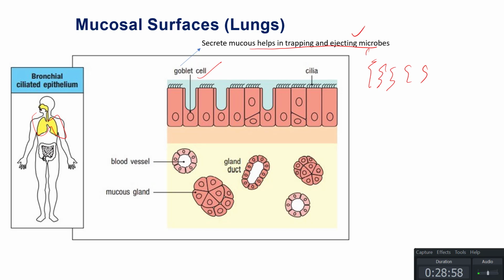So when any pathogen comes, the dancing cilia will recognize it and entrap it inside. And there are other blood vessels there. Mucus glands will secrete mucus from the bronchial ciliated epithelial tissue.